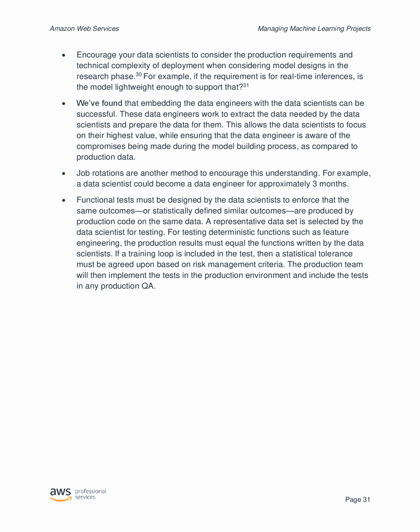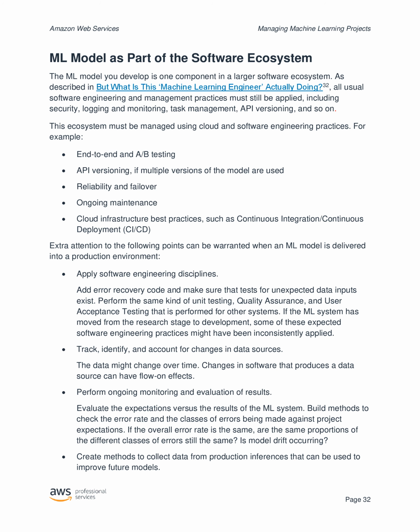Functional tests must be designed by the data scientists to enforce that the same outcomes, or statistically defined similar outcomes, are produced by production code on the same data. A representative data set is selected by the data scientist for testing. For testing deterministic functions such as feature engineering, the production results must equal the functions written by the data scientists. If a training loop is included in the test, then a statistical tolerance must be agreed upon based on risk management criteria. The production team will then implement the tests in the production environment and include the tests in any production QA/ML model as part of the software ecosystem.